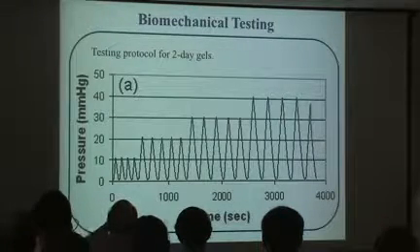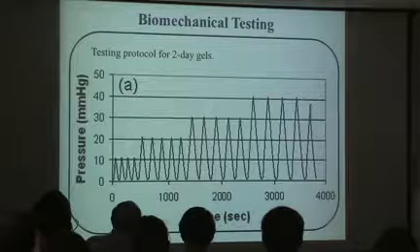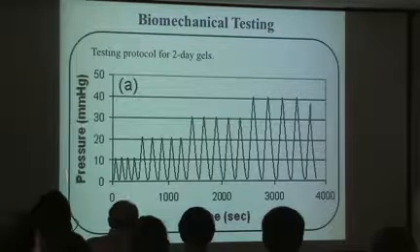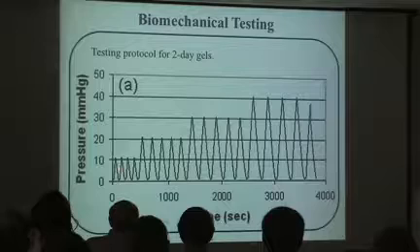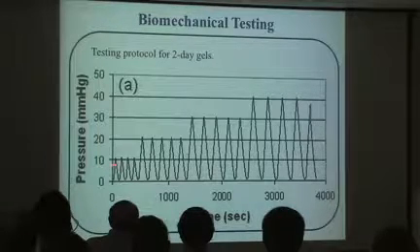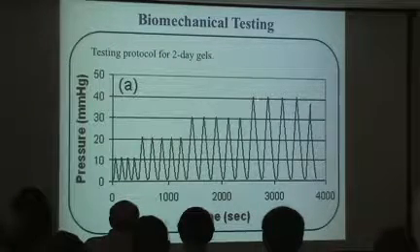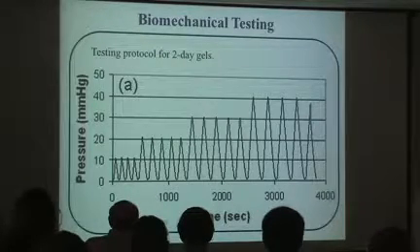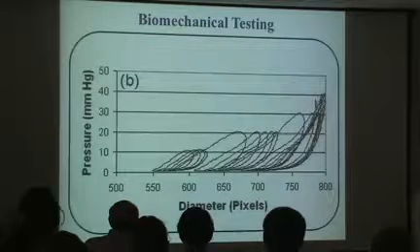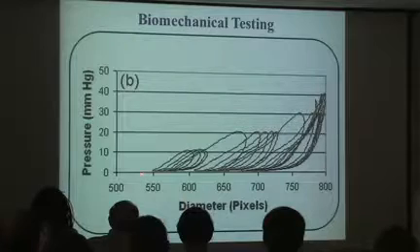We performed some mechanical tests on freshly formed gels, 2-day gels, and this is our experimental protocol where we increase and decrease the pressure first from 0 to 10 for 5 cycles, then 0 to 20 for 5 cycles, then 0 to 30 for 5 cycles, then 0 to 40, and so forth until the vessel ruptured. And this is a picture of our experimental results.